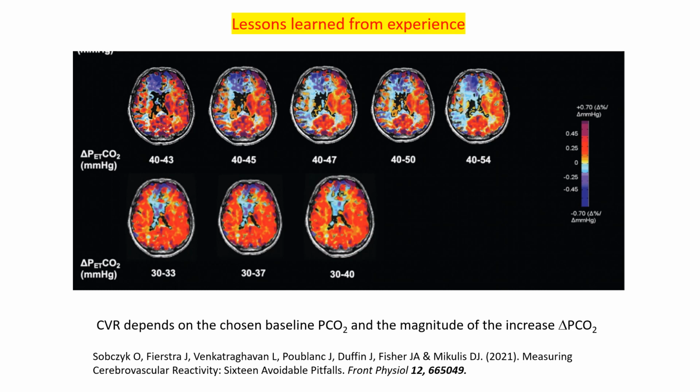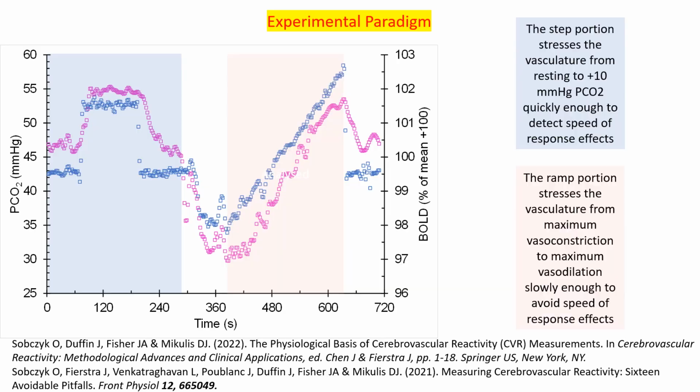Our view initially standardized all patients at a baseline of 40 millimeters of mercury. However, we soon realized that this was incorrect. The baseline should be chosen at the normal resting PCO2, because this is where vascular tone is at its regulated value. This consideration is especially important for comparing CVR between subjects.